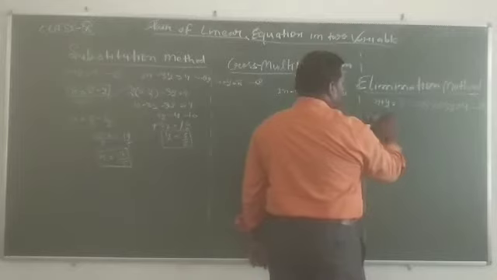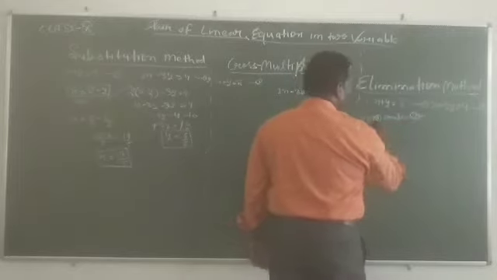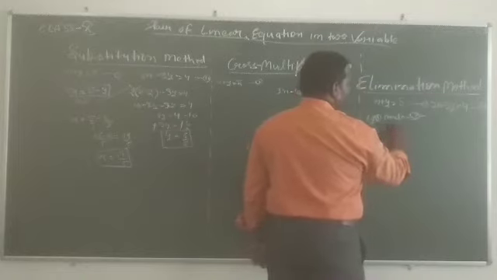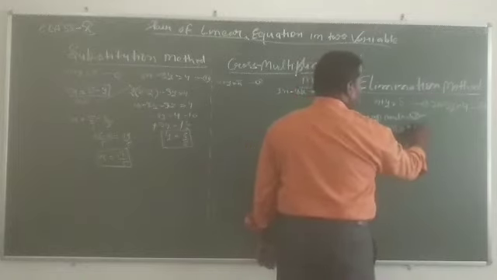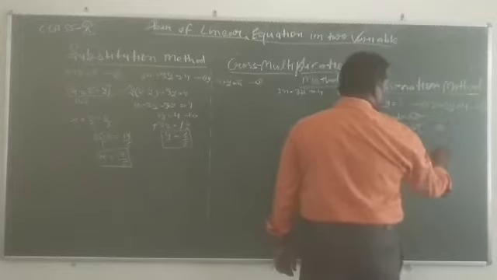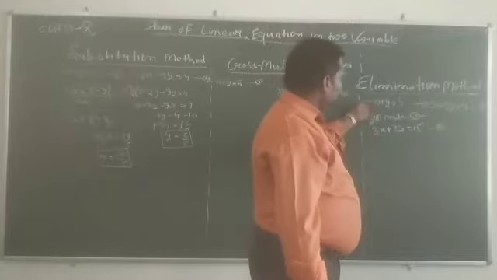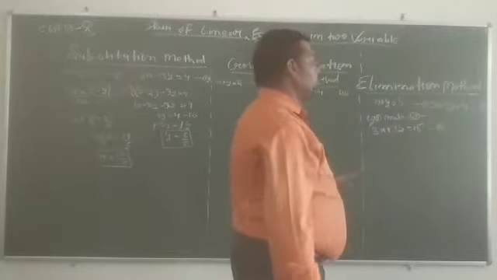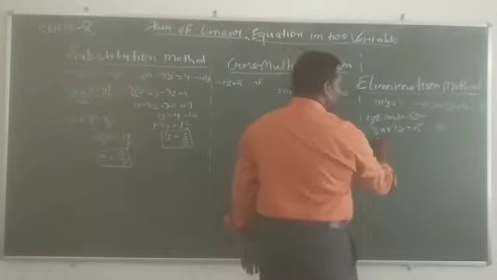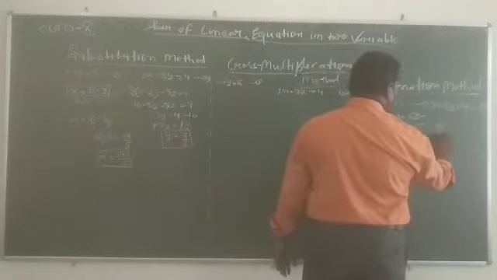Equation first multiplied by 3. So 3x plus 3y equals to 50. That is equation third. Why is it called equation third? Because the first equation changed. And second equation is 2x minus 3y equals to 4.